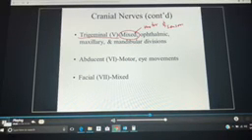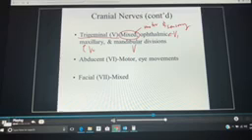Now it has 3 divisions. There are 3 subdivisions to the 5th cranial nerve, or the trigeminal nerve, which include V1, the ophthalmic division, V2, the maxillary division, and V3, the mandibular division. So you have 3 divisions of the trigeminal nerve as it comes off of the brainstem. I'll go further into these divisions because they are important when it comes to where they exit through the skull.